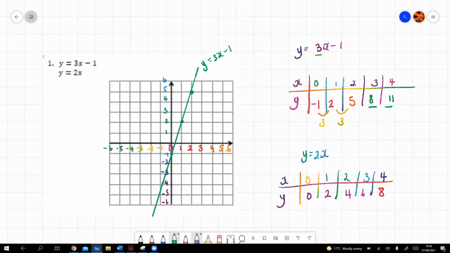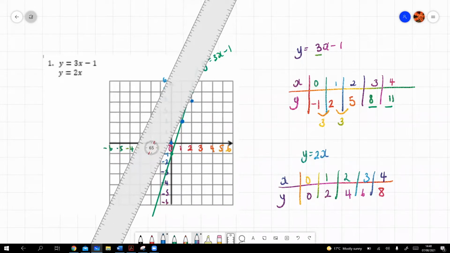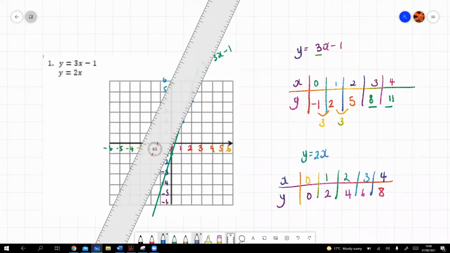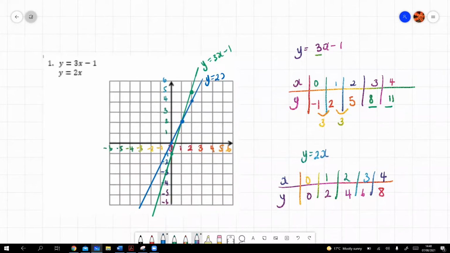Okay, always label your line for the examiner so they can see what's what. Next one, y equals 2x. So 0, 0, 1, 2, 2, 4, and that's it. Okay, I'm going to try my very best to go through all the points. Something like this. Okay, and I'm going to label that as y equals 2x. And you can see here that the graph intersects at this point. So my x value and my y value is x is 1 and y is 2.